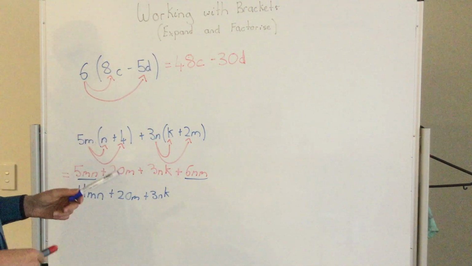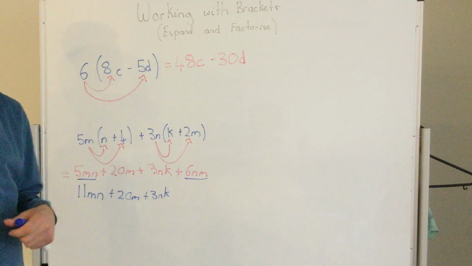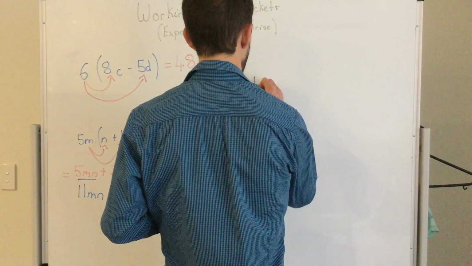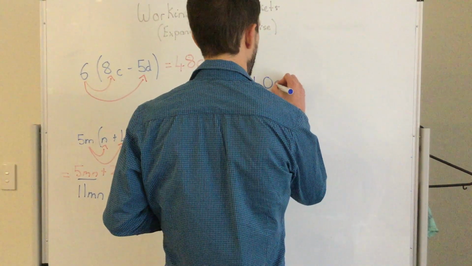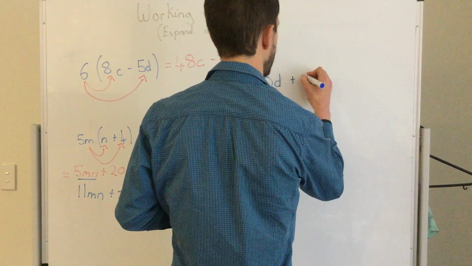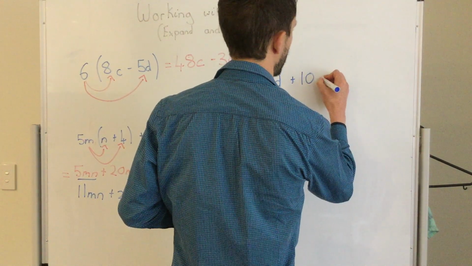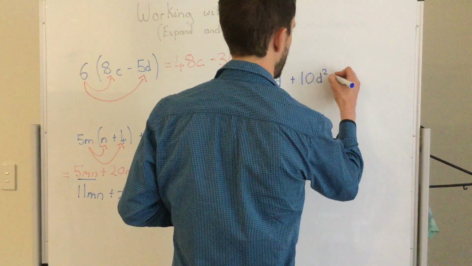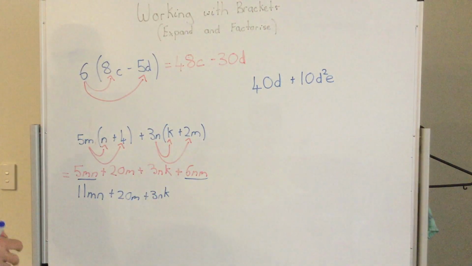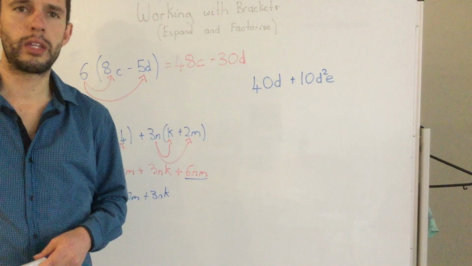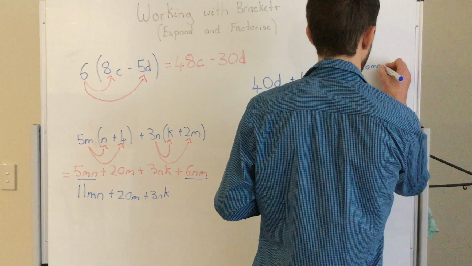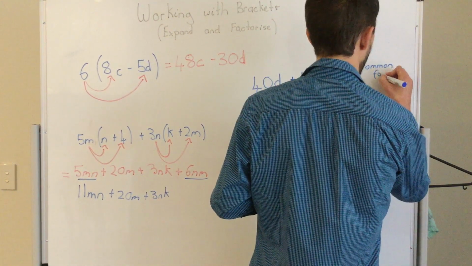So we've been expanding. Now we need to think about factorizing. And factorizing is the opposite. So for example, if I put 40d plus 10d squared e, I would like to think about what is common between both of these. What is common? The common factor.